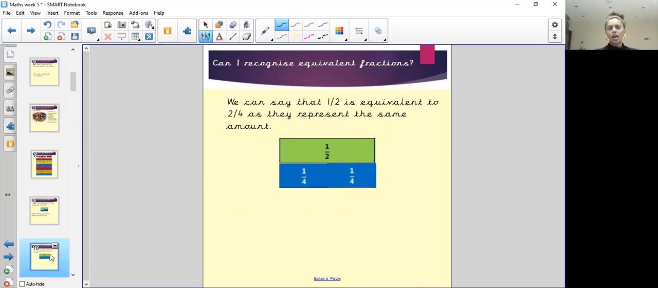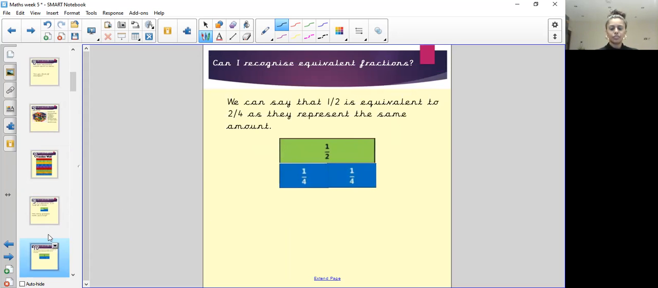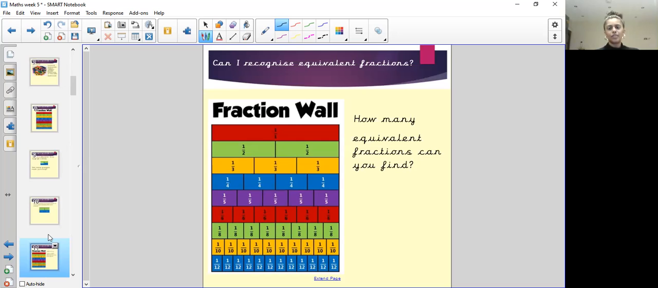So we can say that a half is equivalent to 2 quarters as they represent the same amount. A bit like I said to you, 2 halves make 1 whole, and 4 quarters make 2 halves. So how many equivalent fractions can you find? See if you can have a go and write down the equivalent fractions that you can find.